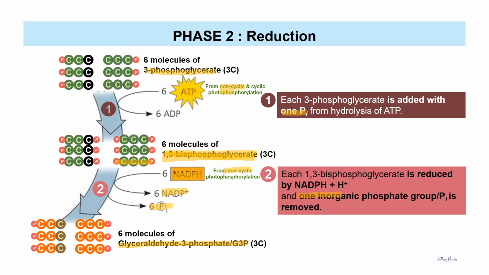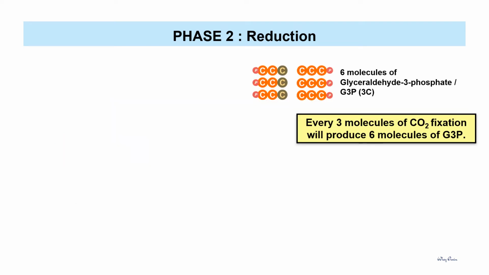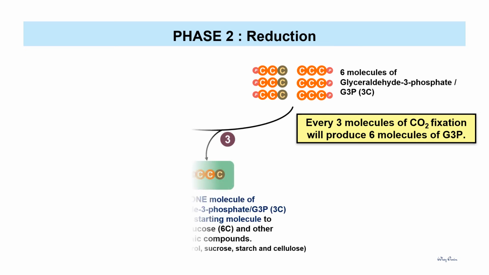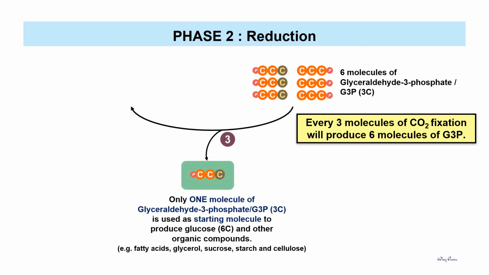Each of these 3-carbon molecules carries one inorganic phosphate group. So during phase 2, the reduction phase, we notice that every 3 molecules of CO2 fixation is able to produce 6 molecules of G3P. But only one G3P will be used as the starting molecule to produce glucose, which is the 6-carbon organic compound.